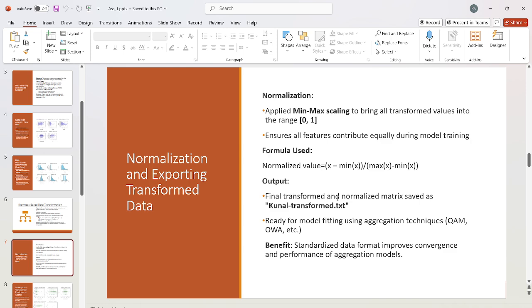Normalization and exporting transformed data. I used min and max normalization to scale all the values between 0 and 1. This makes sure no variable dominates during the modeling. I saved the transformed data.